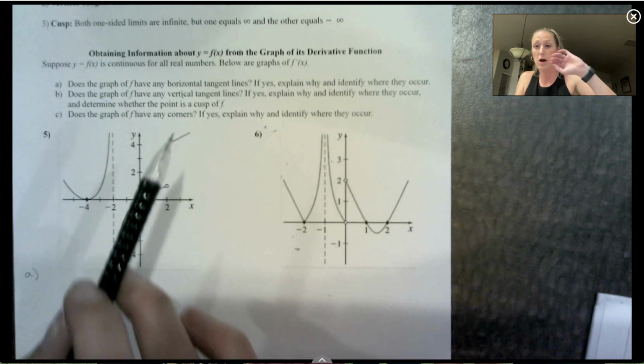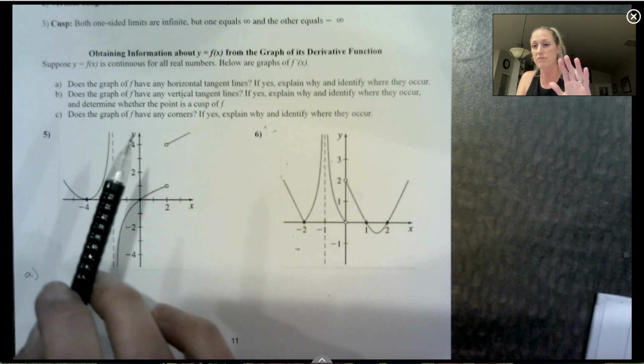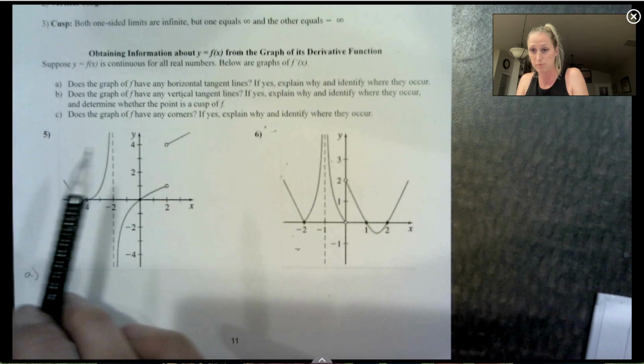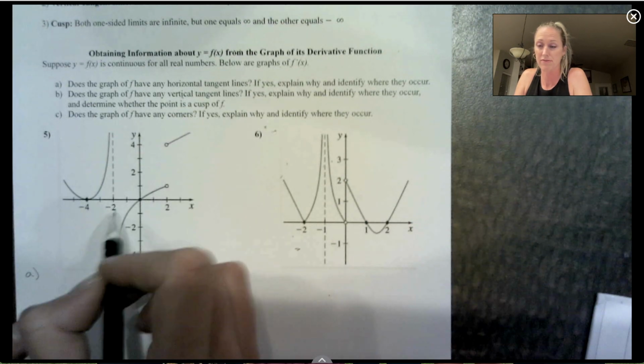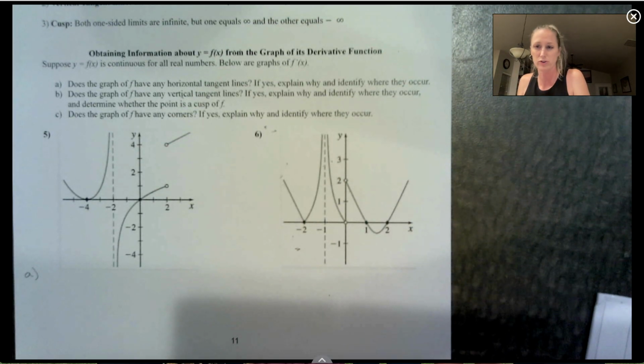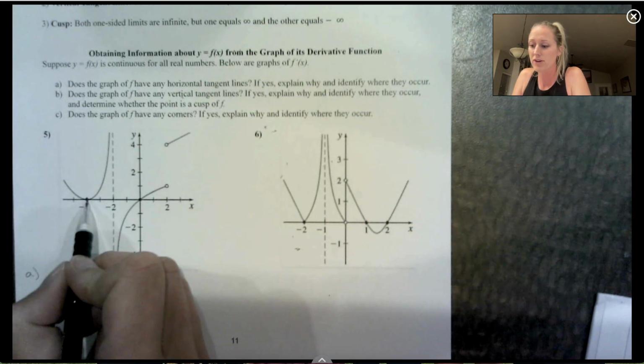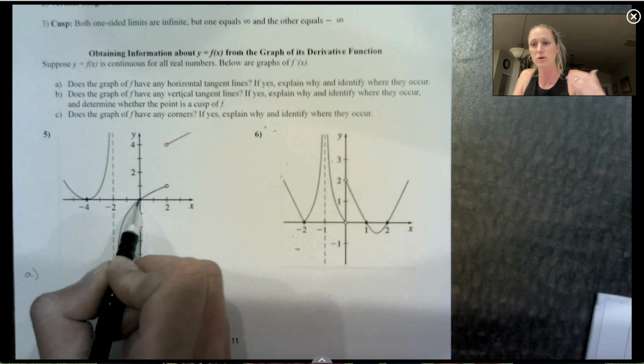So this is kind of doing the opposite of what we just did. So we took the graph of f of x and then graphed f prime. Now we're given f prime. So this is the derivative. So we're trying to go backwards. What did the original function look like? So if there are zeros, that's where the horizontal line was tangent.